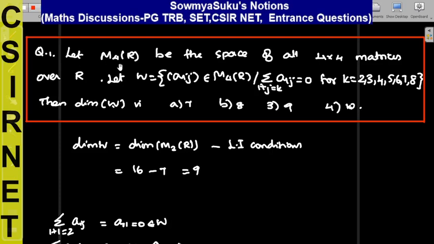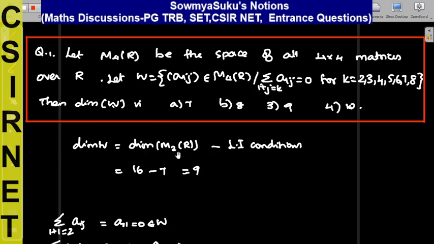First question, let M4(R) be the space of all 4 by 4 matrices over R. Let W be the set of all matrices Aij belonging to M4(R) such that the summation of Aij, where i plus j equals k, is equal to 0 for k equal to 2, 3, ..., 8. Then we have to find the dimension of W. So for that, the dimension of W is equal to the dimension of M4(R) minus the linearly independent conditions.